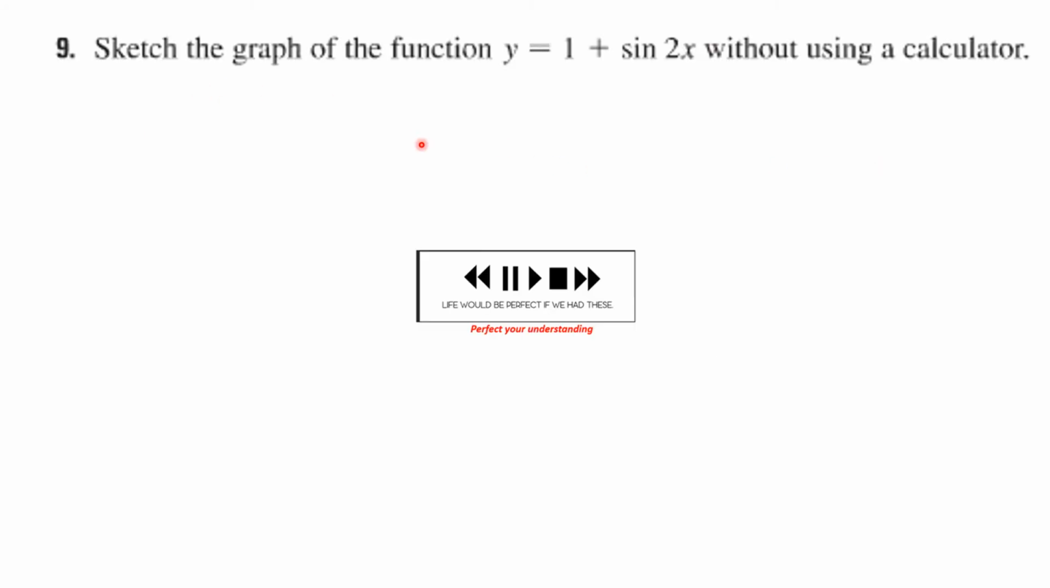Number 9, you're to sketch the graph of this without using a calculator. We're often going to be doing sketching without a calculator in this class. You know what to do. Let's see how you did.